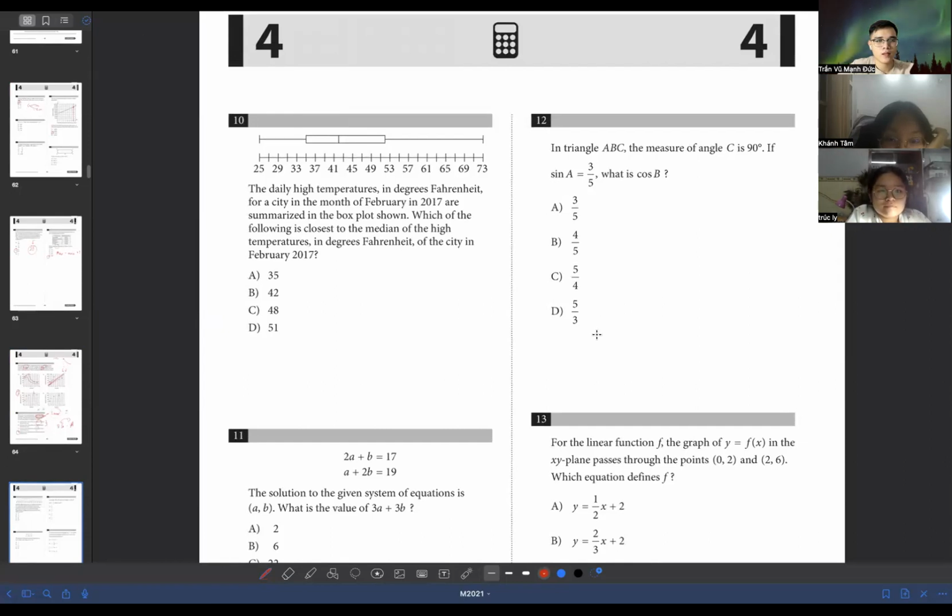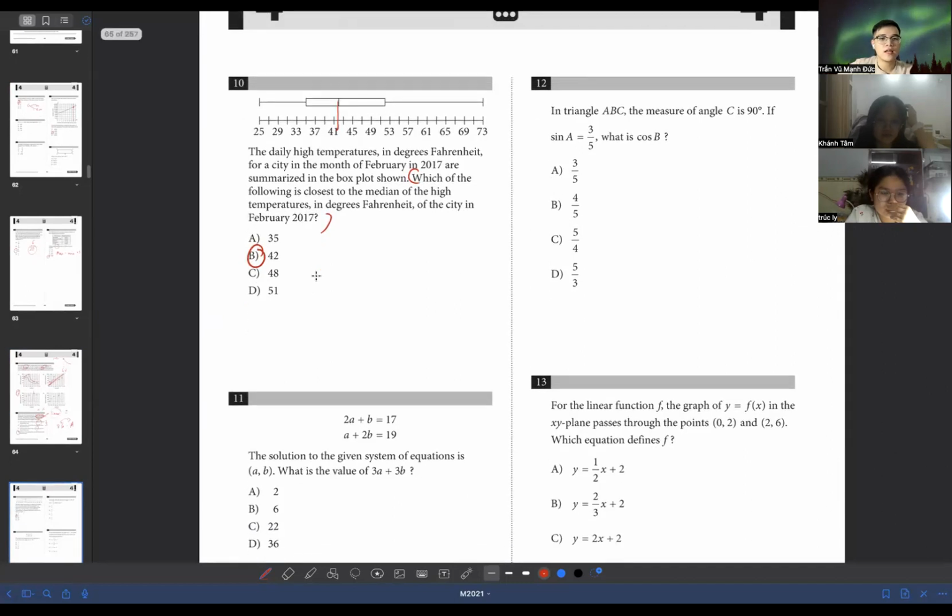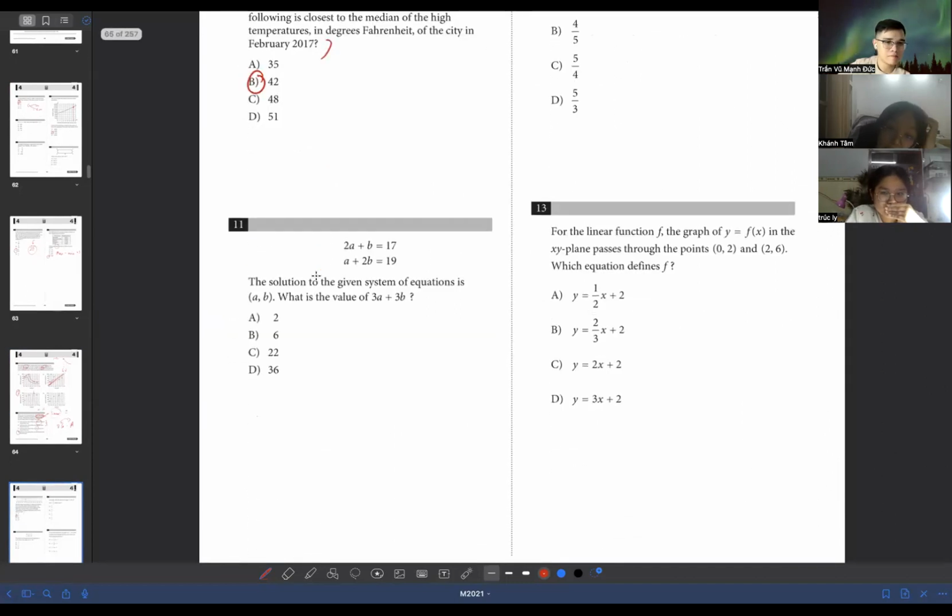B. 10B. Let's see. The daily high, which of the following? I'm just going to resort to reading the last sentence. Which of the following is closest to the median of the high temperature? Okay, the median is quite simple. This will be 40 something, 42. Okay, it's very simple. 11 to 13 is your turn, Lena.